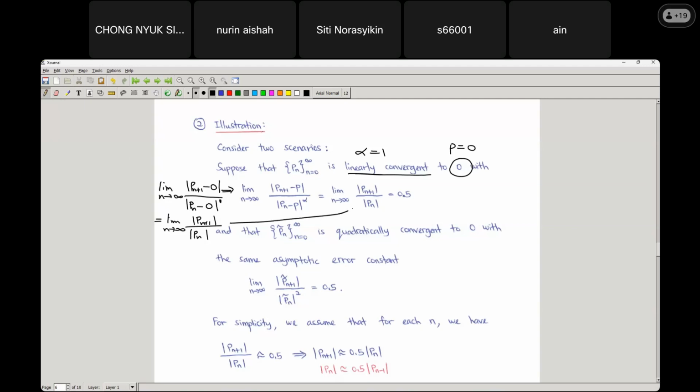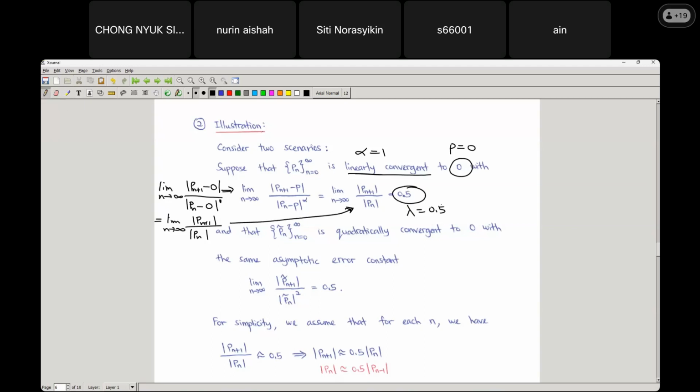So you see, this is how we get this. And you are given that this is 0.5. So what is this value? This means that your lambda is equal to 0.5. So this is the information that you have: your alpha is equal to 1, P is equal to 0, and your lambda is equal to 0.5.